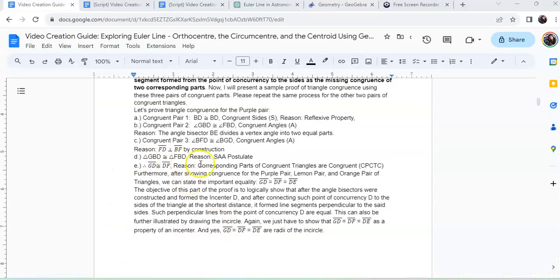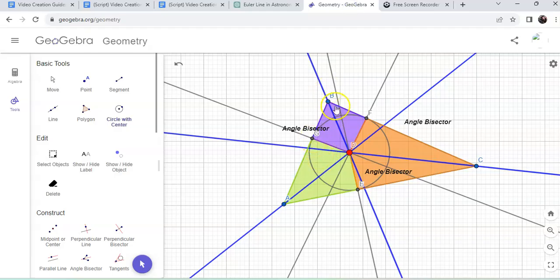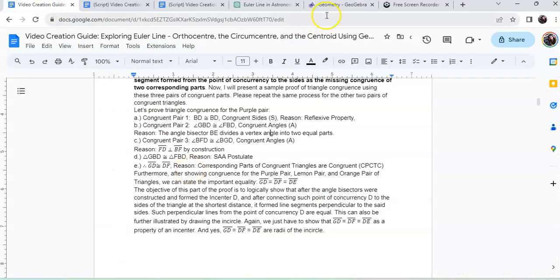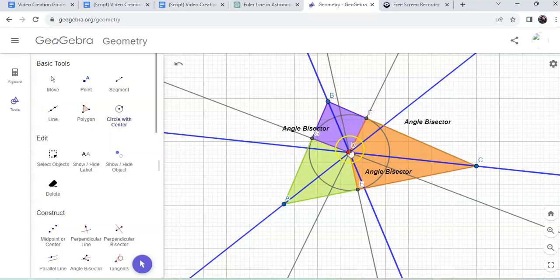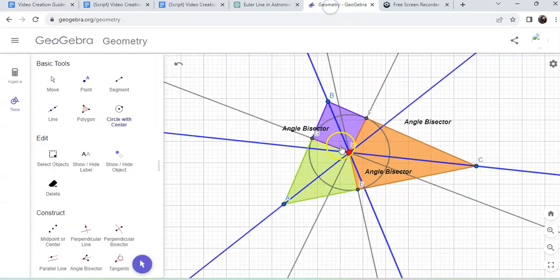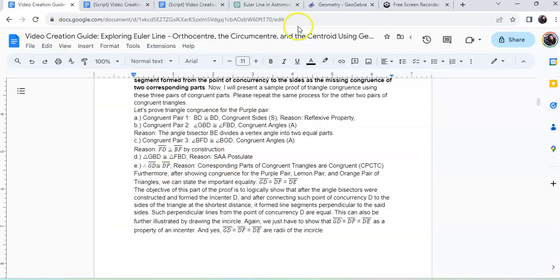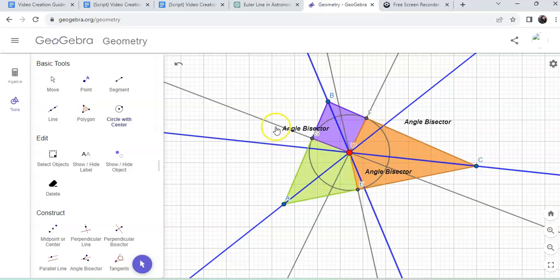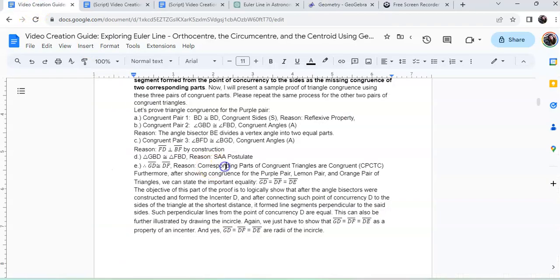Hence, triangle GBD is congruent with triangle FBD. And the reason is the side-angle postulate. Therefore, we can conclude that side GD, this side GD here, is equal or congruent with side DF. Why? Because of the reason.